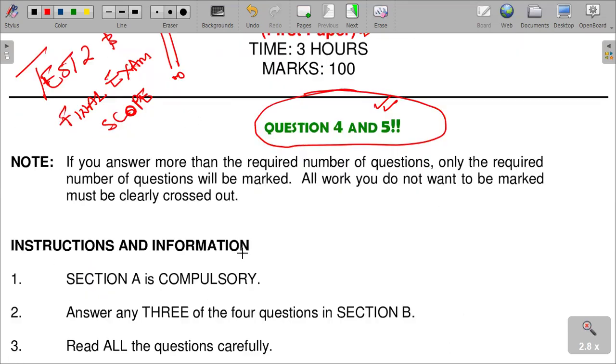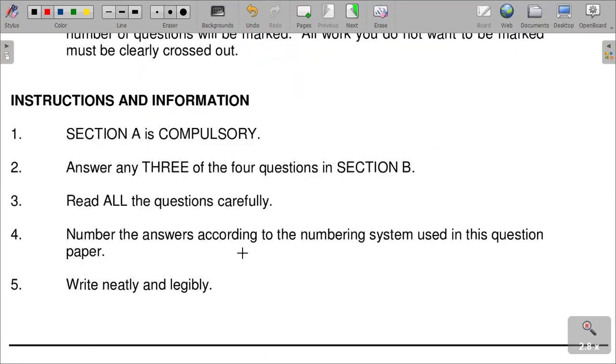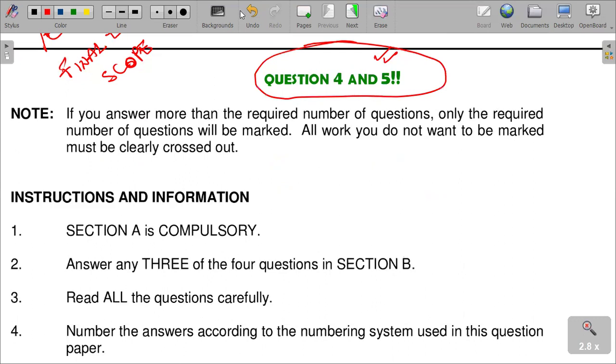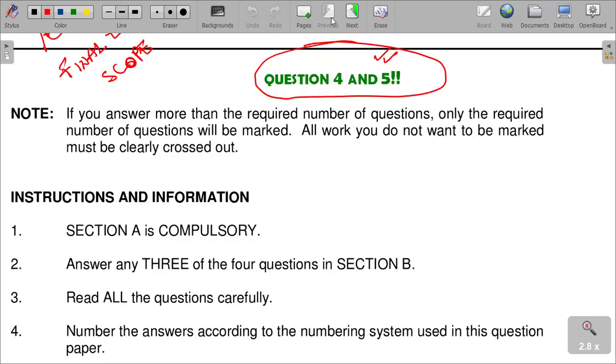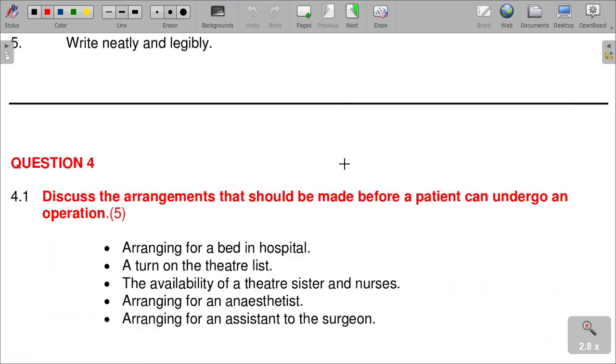So without wasting any time, I'm going to go straight to the questions that we should answer today. You know very well that section A is compulsory. If it is a full paper, you answer 3 questions of the 4 questions in section B. I'm sure we know these ones, and this is okay. So, without wasting any time, let's go to the question that we must answer quickly.